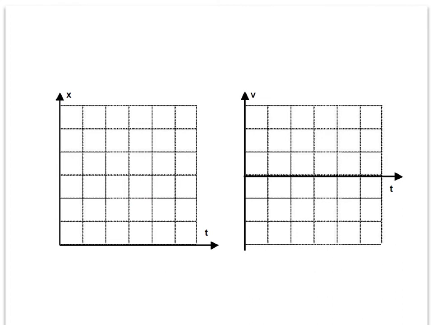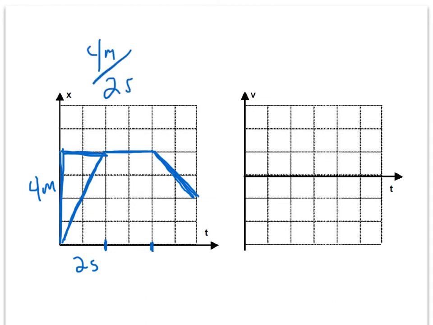Alright, so I'm going to do one last one here, and this one I'm going to break up into 3 distinct parts. So my first part will look like this, and then I'll make the second 2 seconds look like that, and then I'll make the third 2 seconds look like that. Close enough. Alright, so for the first part, my rise is 4 meters, right? And my run is 2 seconds. So 4 meters over 2 seconds equals 2 meters per second.